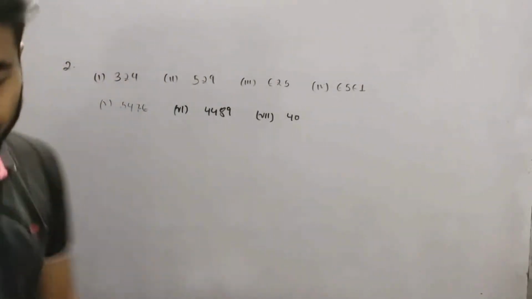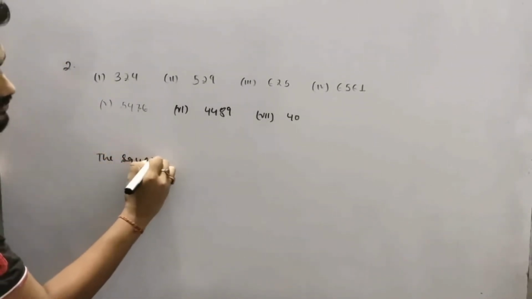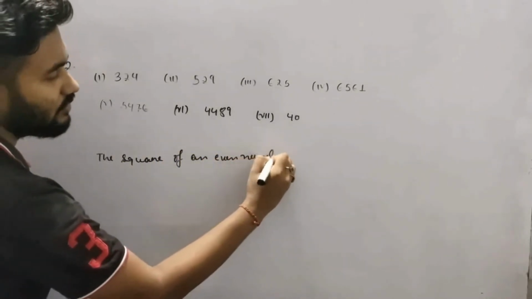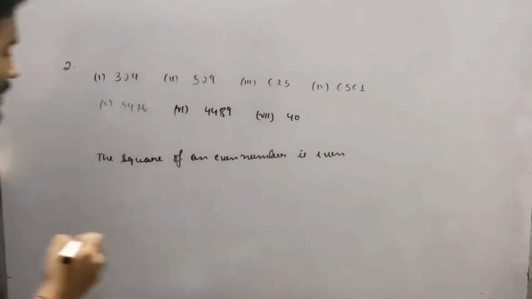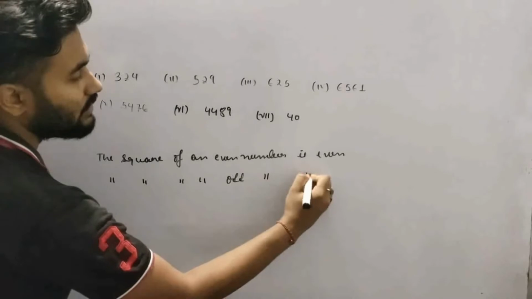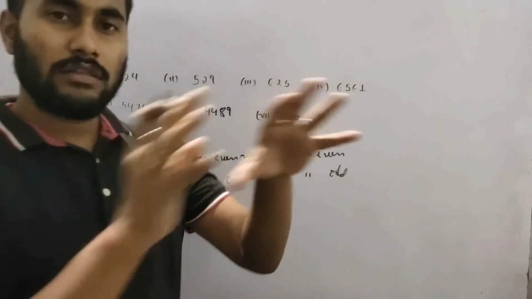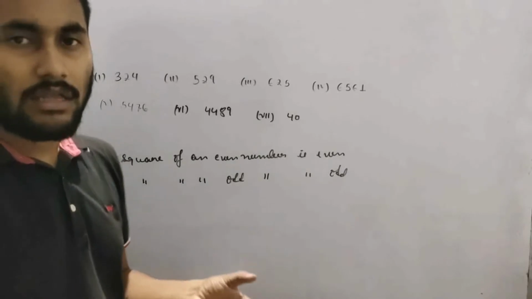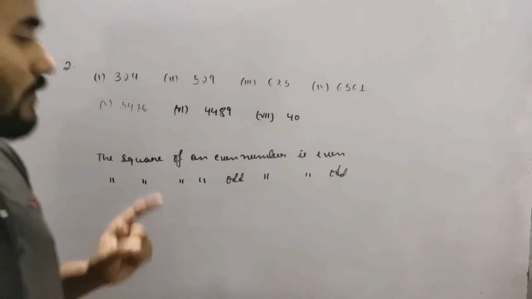What was the property? The square of an even number is even, and the square of an odd number is odd. Means if the number is even, its square will be even; if odd, then odd. Like 36 is 6 square. Since 36 is even, 6 is even. So one thing is confirmed.